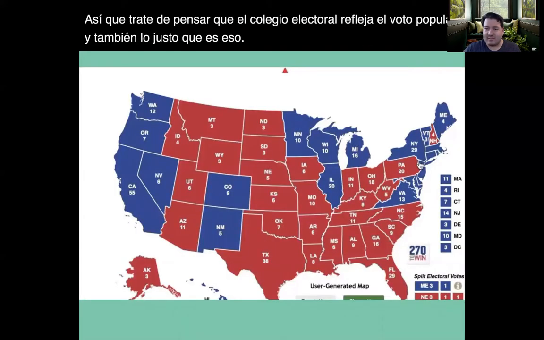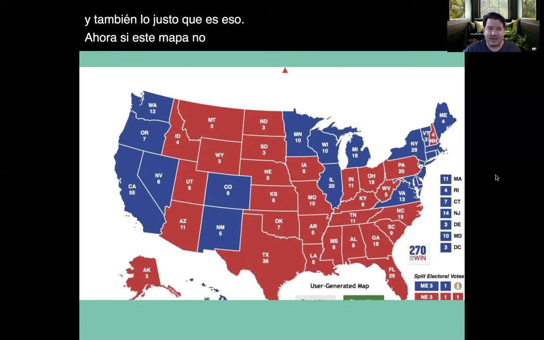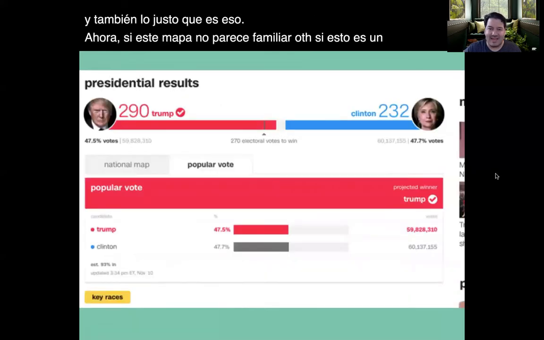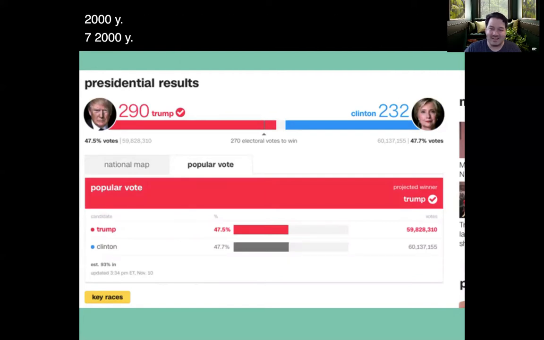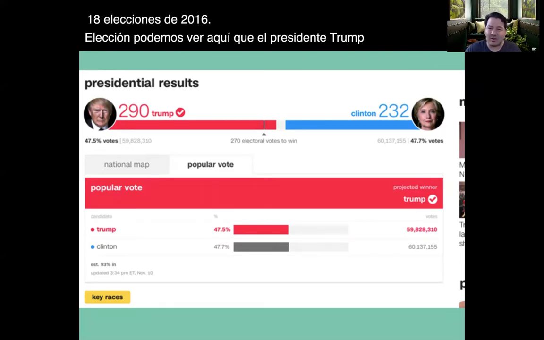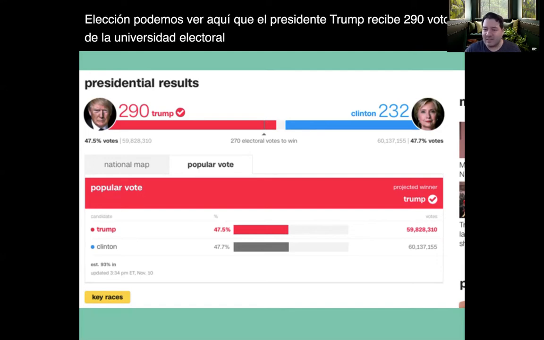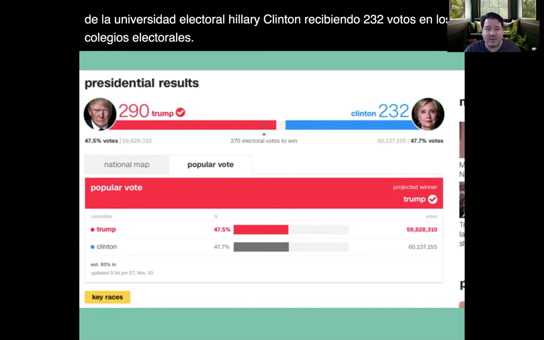Now, if this map doesn't look familiar, it should. This is a map of the 2016 election. We can see here that President Trump receives 290 Electoral College votes, Hillary Clinton receiving 232 Electoral College votes. President Trump is clearly the winner.